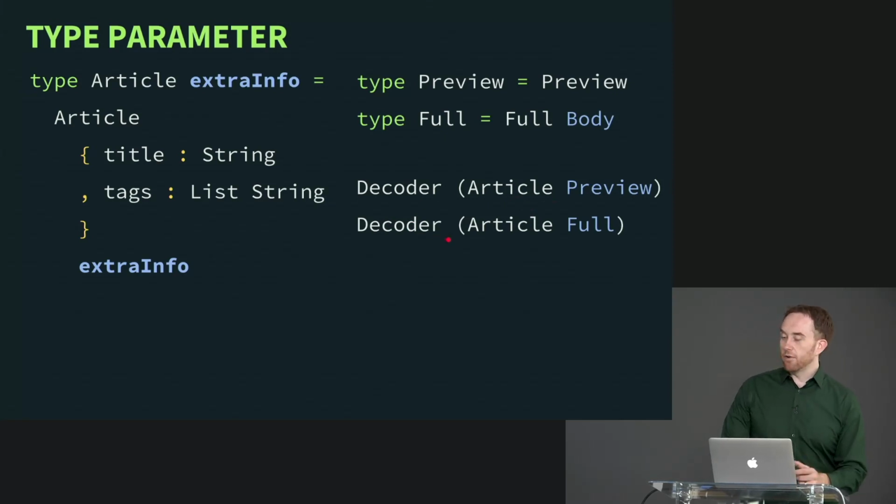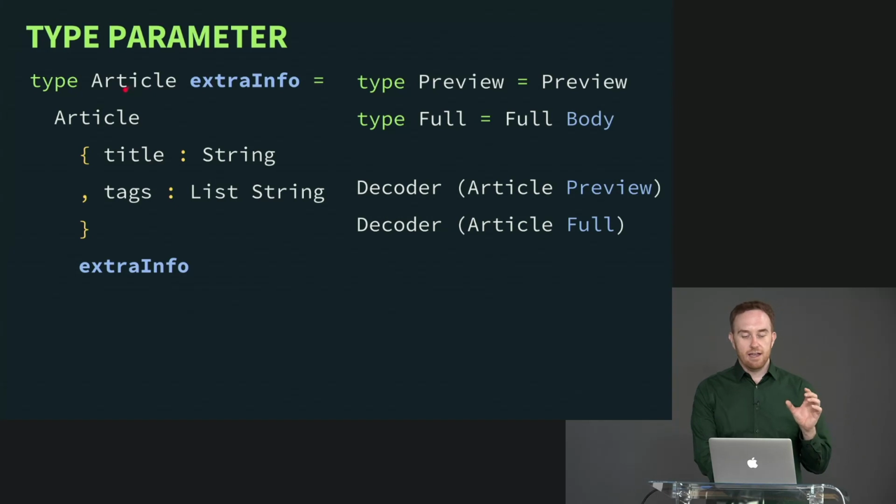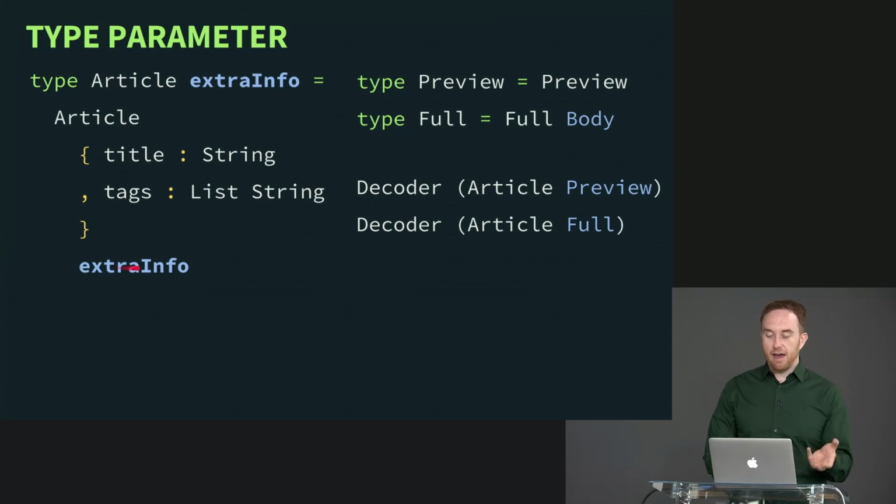On the other one, I have decoder article full, which both tells me that I have a full article, including the body, and also lets me extract that once I have one of these. So if I were to pattern match on this and I have a preview, there would be no interesting stuff in here. The pattern would match on preview, and I would say, yeah, well, there's no body inside a preview, so can't do anything else.